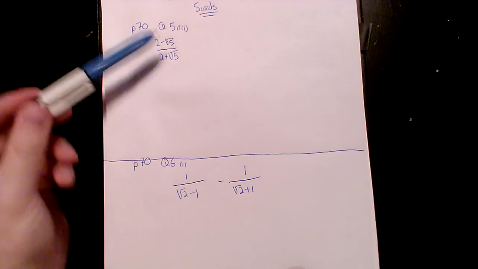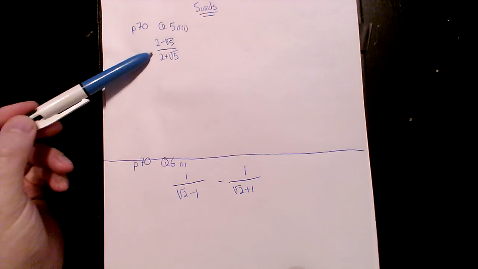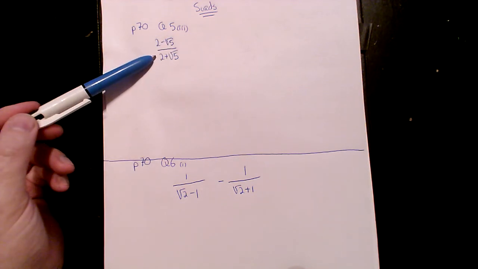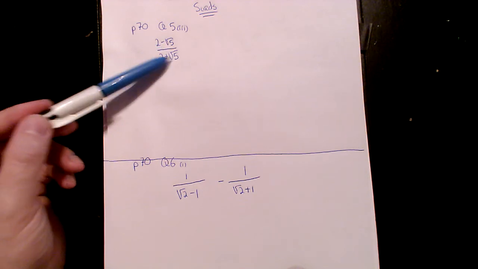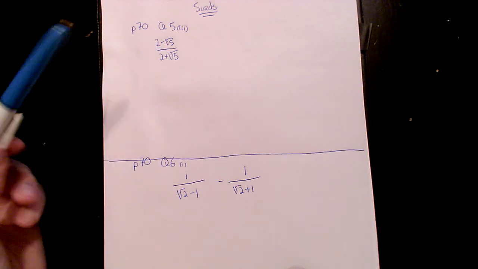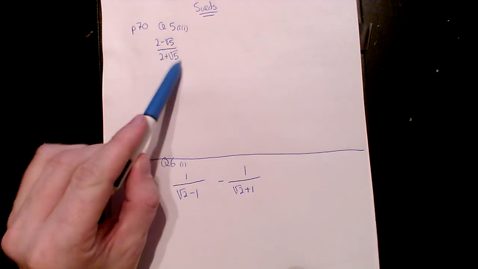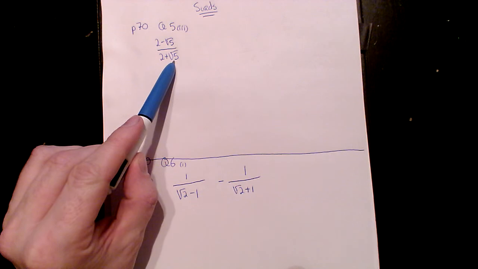Okay, so as promised, I'm going to go through this question. It caused some of you a bit of bother yesterday. It's 2 minus root 5 over 2 plus root 5, and we're asked to simplify it. And remember, we don't like roots as denominators.